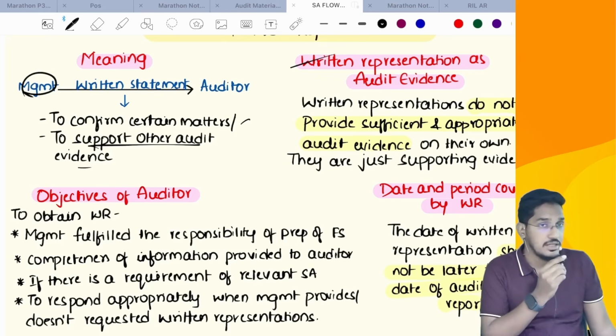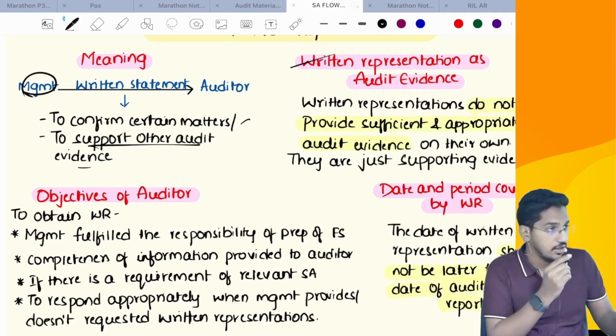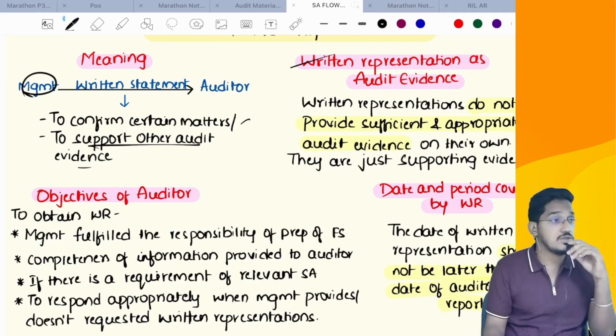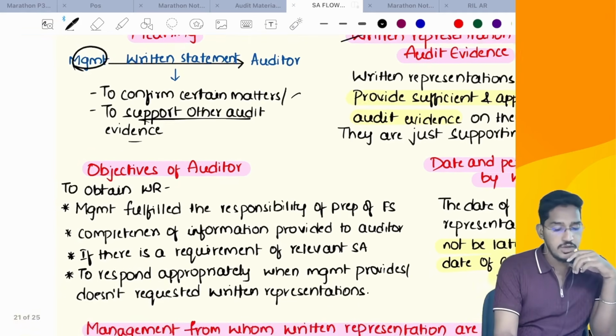The other way of saying that is written representation does not provide evidence, you can't only use written representation as audit evidence. That is also the same meaning. But you should not write it. What you should write in the examination is: written representation does not provide evidence on its own. Understood? Next.